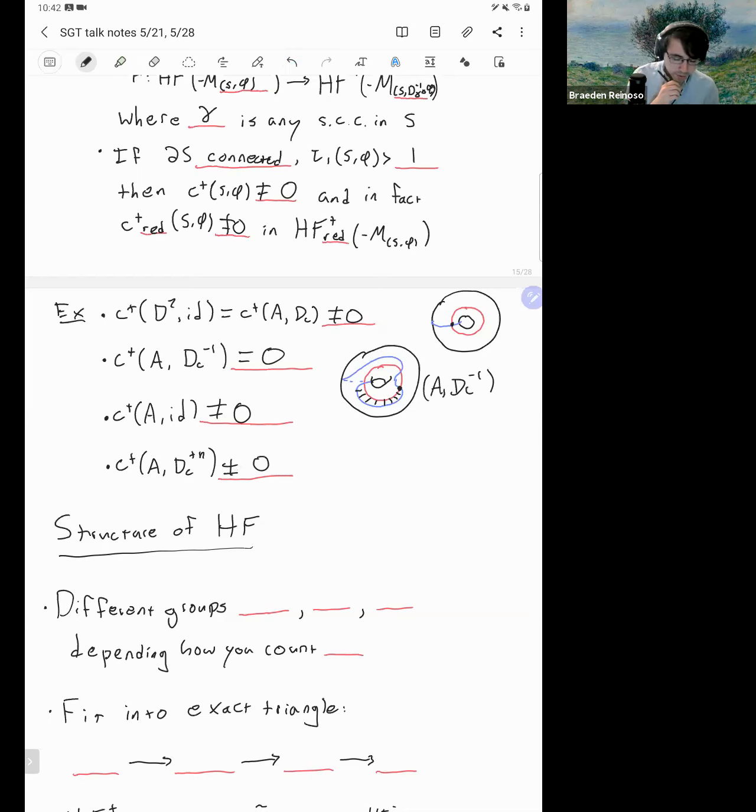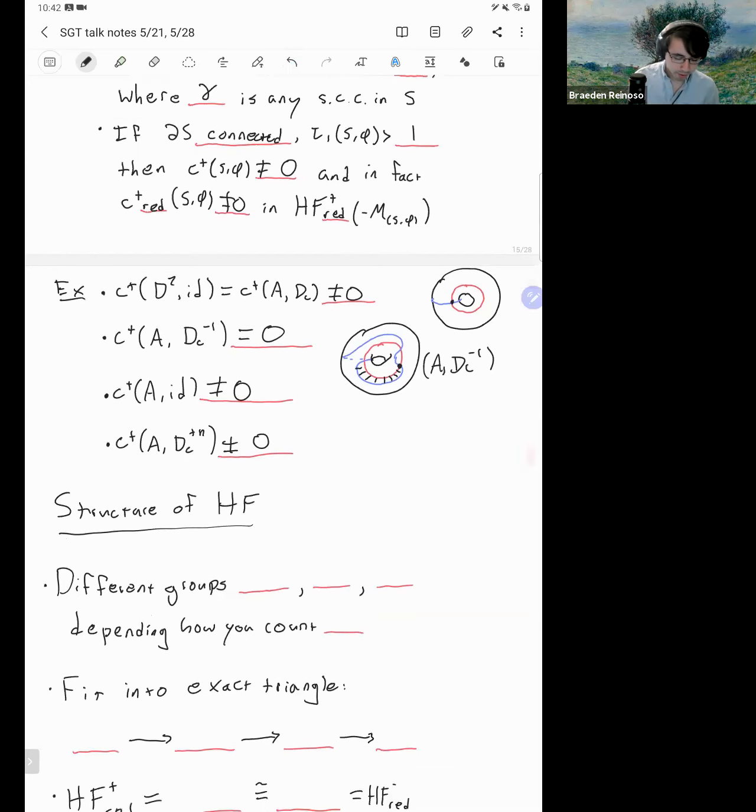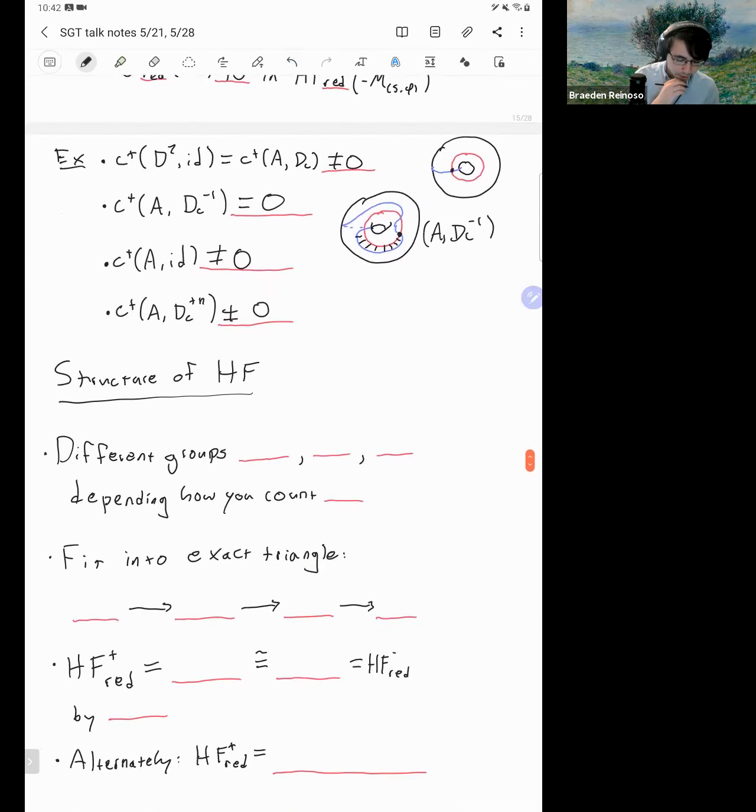And if you wanted to use one of the other properties to get a feel for it, you could think about adding a bunch of negative Dehn twists along the same core curve, and you'd get down to the identity, which has non-zero contact invariant as well. So the naturality tells you that that one has to be non-zero too.